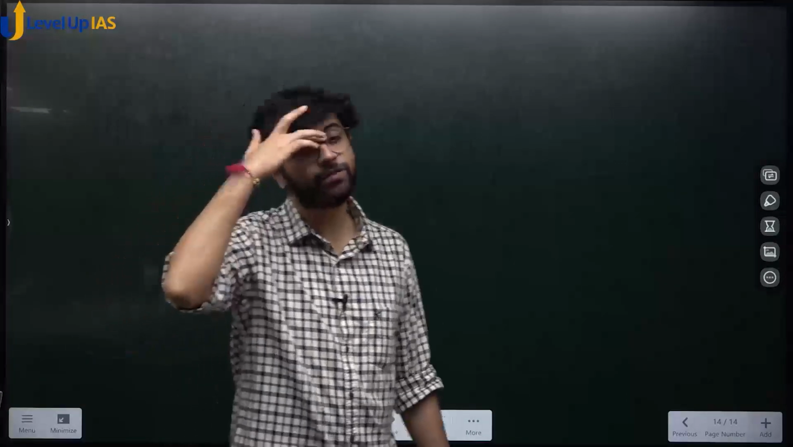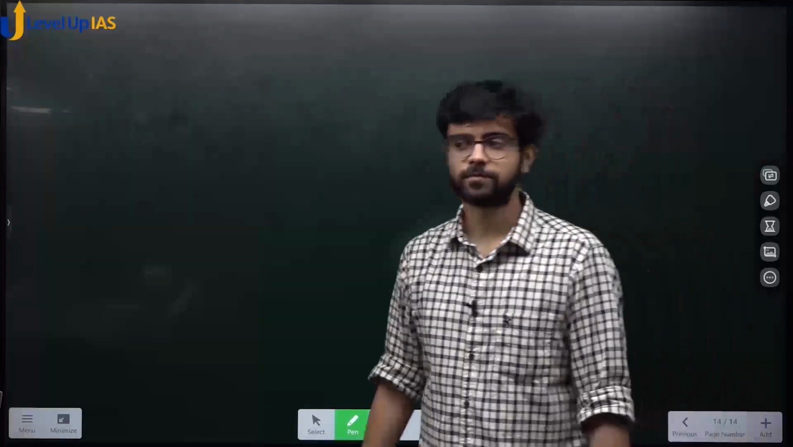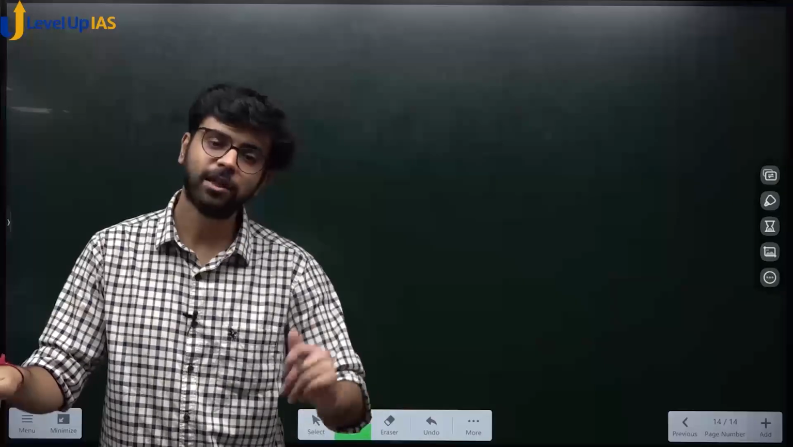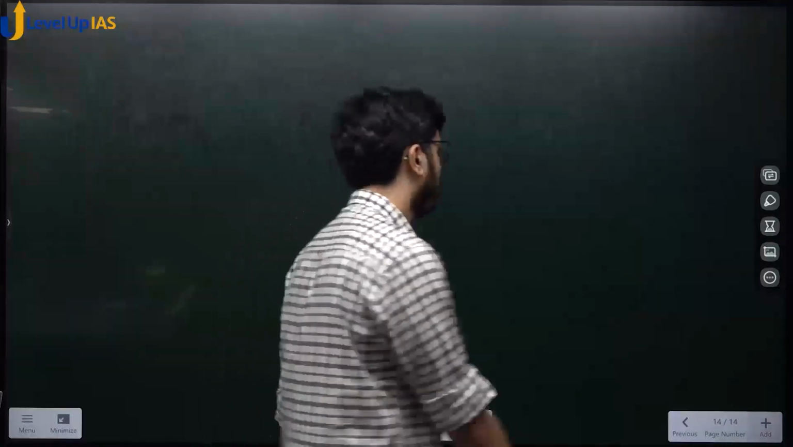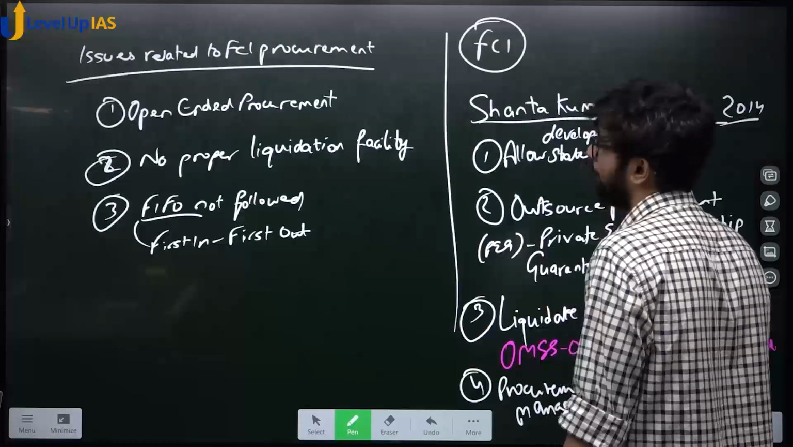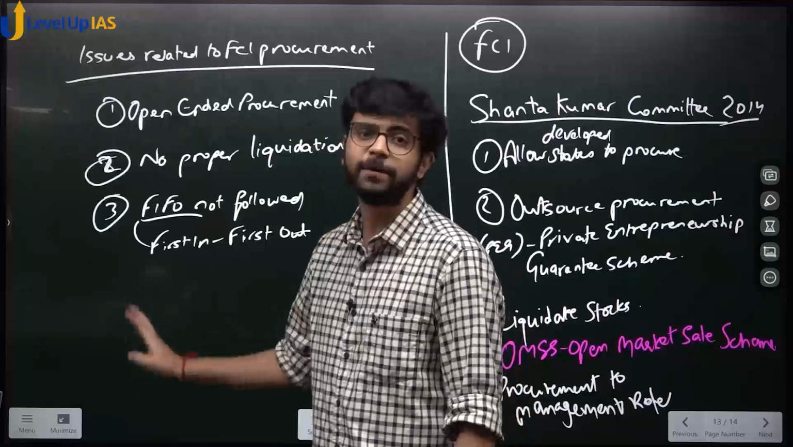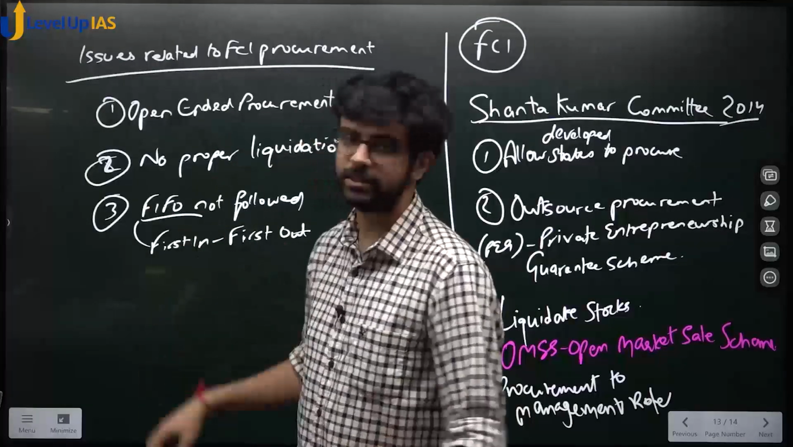Who gave recommendations on what the problems with FCI's procurement are? Excess stocks, no proper liquidation policy, no FIFO followed, and what else? Kuch tha aur? These are the main things. I've skipped the trivial things. I can write 10 more points here, but they are very trivial. I'm writing the crux here.